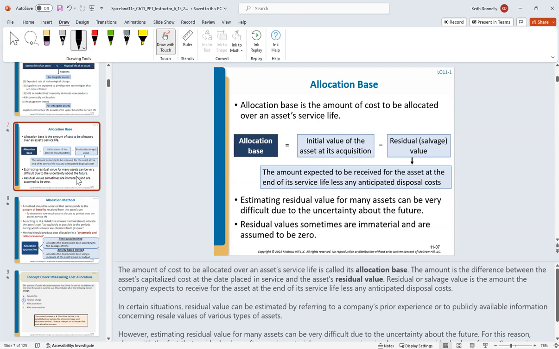The allocation base is the substantive thing that we're depreciating. How much do we depreciate? Essentially, it's going to be the initial value of the asset, so we're going to put cost here, minus any residual value. As a general rule, that's the amount we're going to be depreciating. It's different for different frameworks for depreciation, and we'll see how you calculate this. But as a general rule, it's the cost, namely all of those costs up until we flip the on switch, minus the residual value or salvage value.